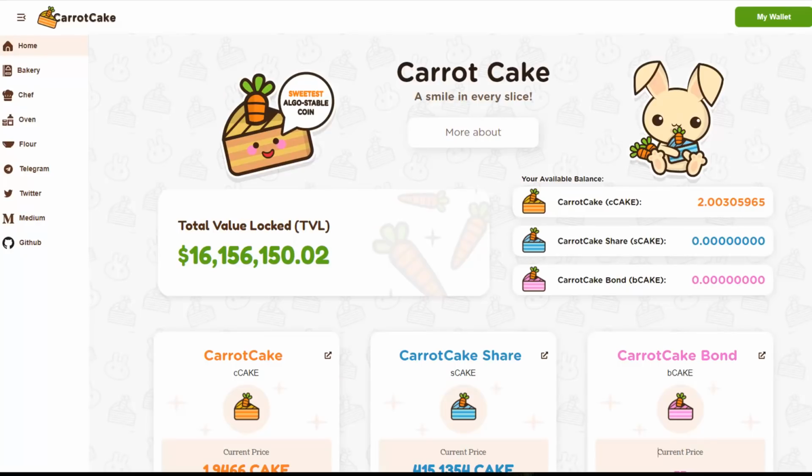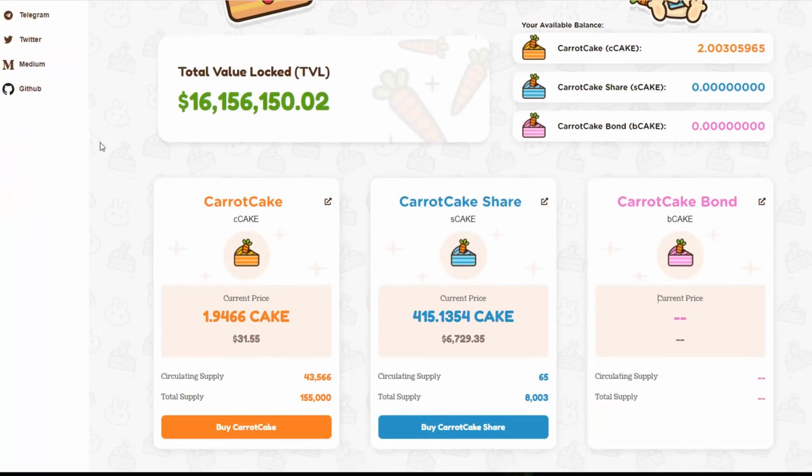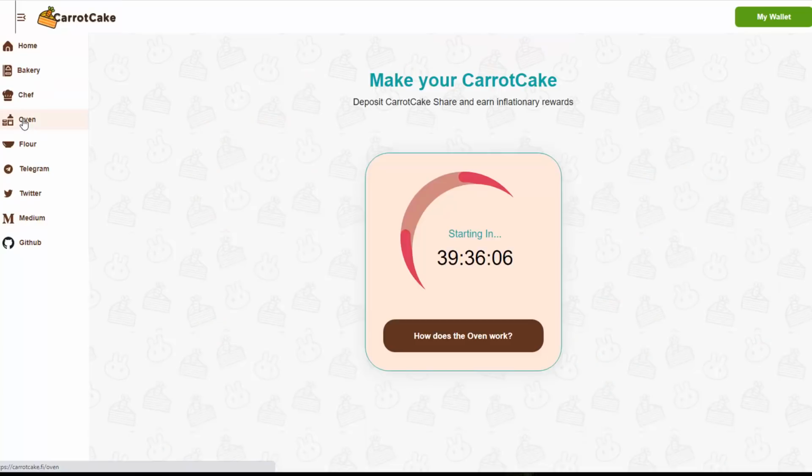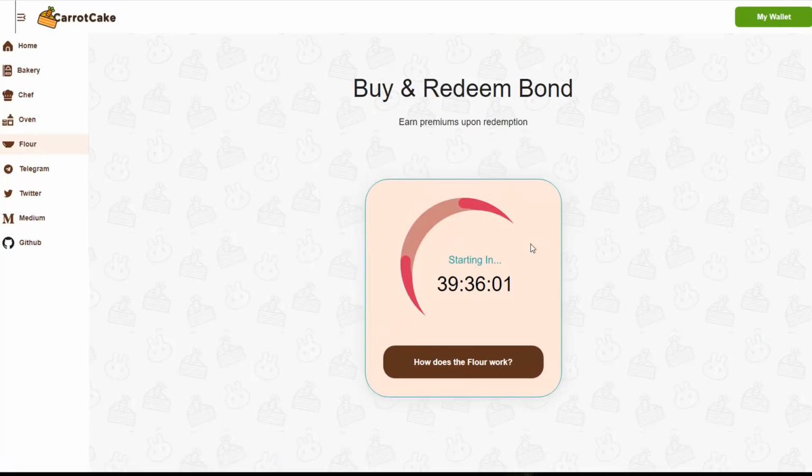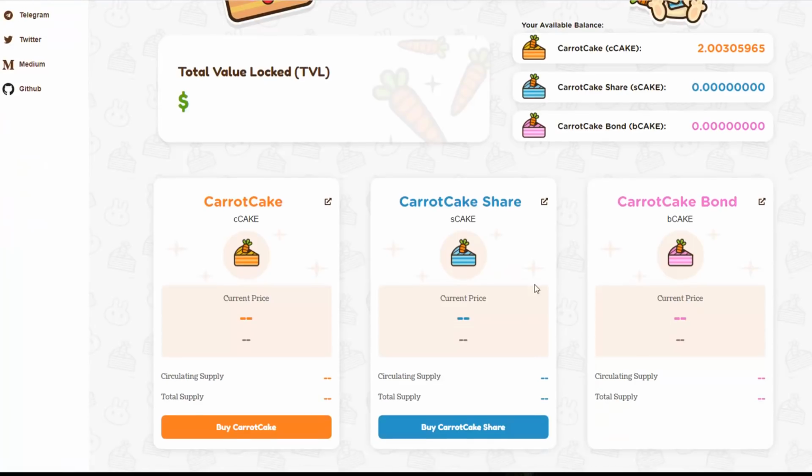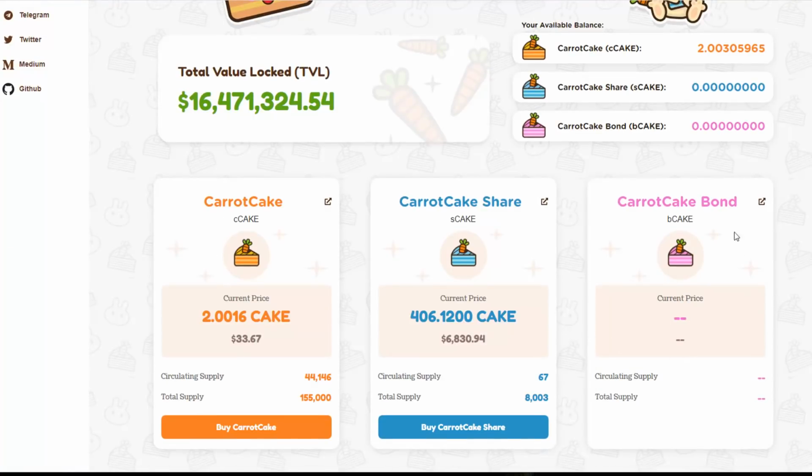So when this expands, which hasn't happened yet because it's about to happen, it's still about 39 hours away, and the bonds are 39 hours away as well. So this whole algorithm, how it's supposed to work, is not actually running at the moment because it hasn't started yet. But when it does, the whole goal is to get this back to 1 cake. And how they do it is they expand and contract. And they're saying that here.